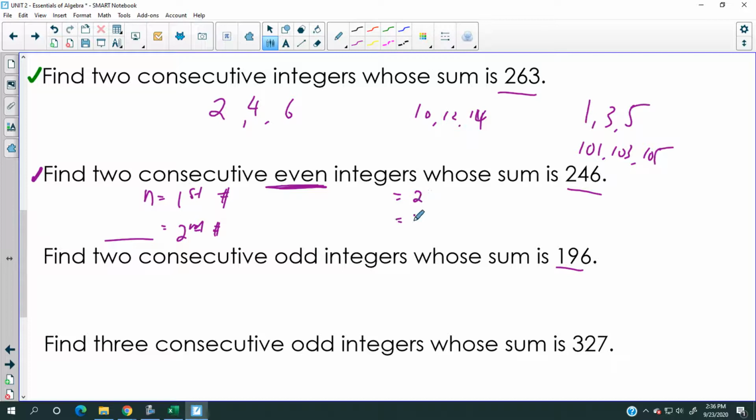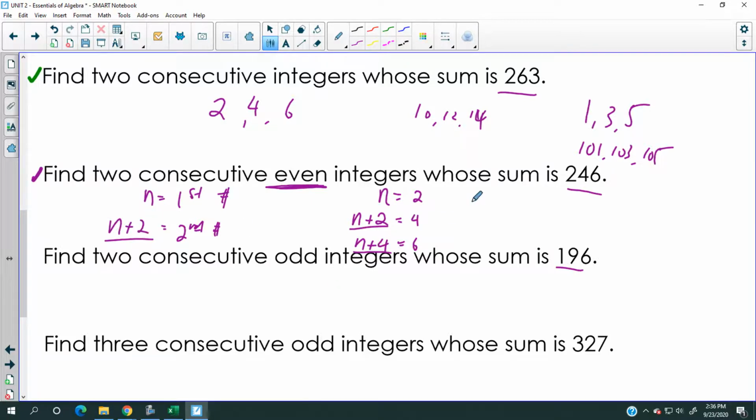2, 4, and 6. Okay. Now, let's say n is the first number, which happens to be 2. What's the expression using the same letter that will give you 4? Yeah, n plus 2, right? What about 6? Yeah, n plus 4. So you see how when we have just good old consecutive numbers in general it is n plus 1, n plus 2. With even integers it is n plus 2, n plus 4. Okay, so keep that in mind.